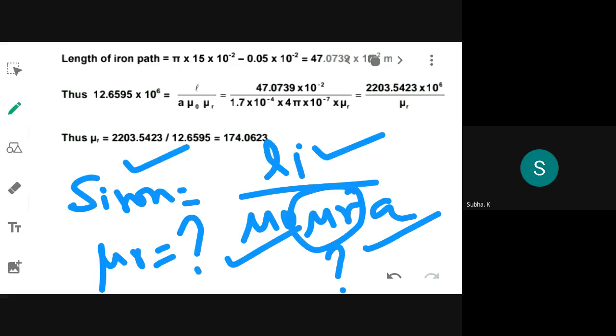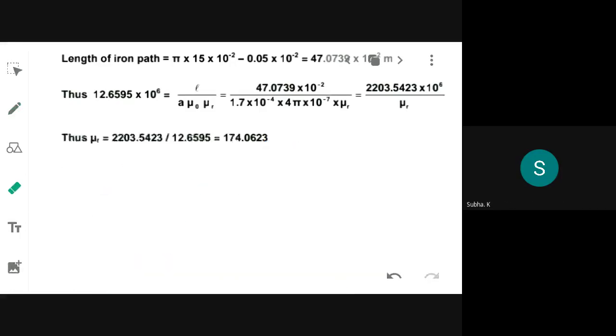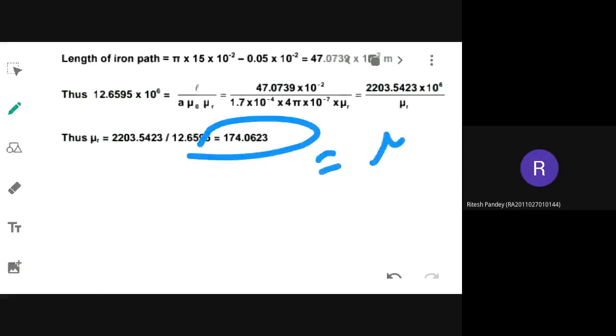Yeah, all got 174. All understood this problem. Okay. What about the rest in class, sir? Are you getting this answer? 174. Yes, ma'am. Okay, shall we proceed to the next problem then?